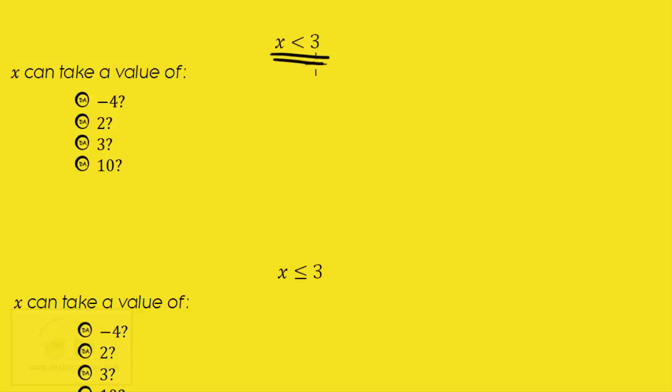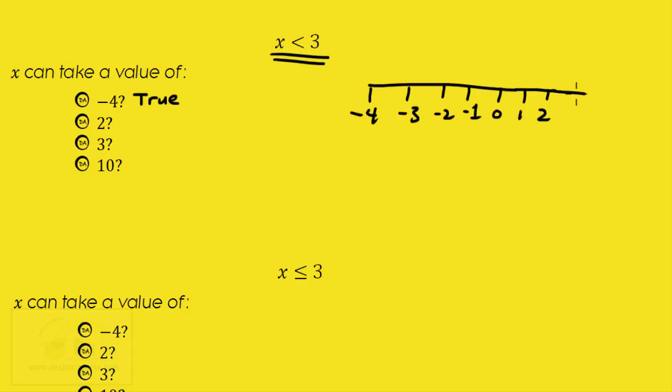The statement here says x is less than 3. Given this statement, x can take a value of -4. True, because -4 is less than 3. If we take a look at a number line, -4 will lie to the left of 3, because we'll have something like this. As you can see, -4 lies to the left of 3, so -4 is less than 3. X can take a value of 2. Is 2 less than 3?